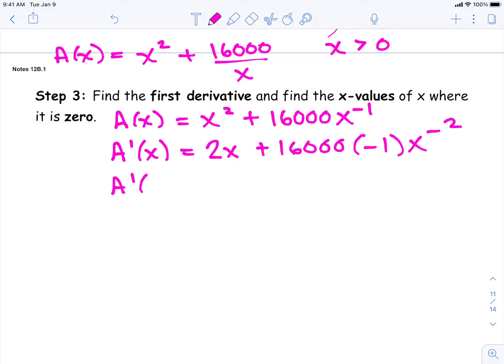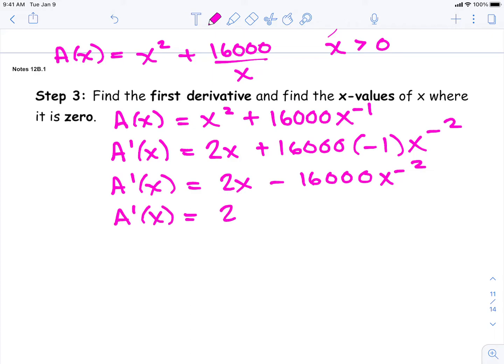So our derivative function is 2x minus 16,000 x to the negative 2 power. Or if you want to change that power back to a positive power, it would look like this. So there is our first derivative.